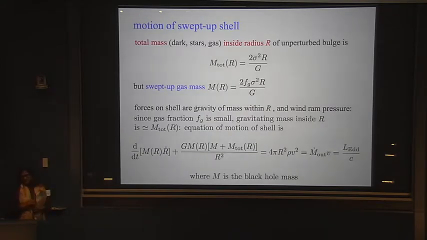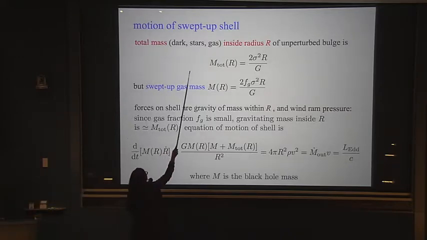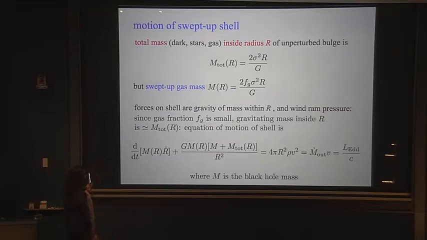So now what we want to see, remember that matter that is actually swept up is going to be gas that is in the bulge, which is distributed like the isothermal sphere. So the total mass is basically the sum of dark matter, stars, and gas that's in there, and the swept up gas mass, as we just saw, has this gas fraction. Okay? So now what you can actually calculate is the motion of this shell with the swept up gas, and see how that evolves in time and as a function of radius, right?